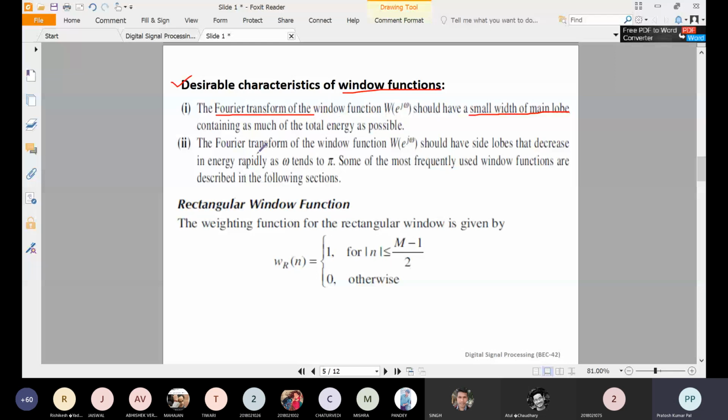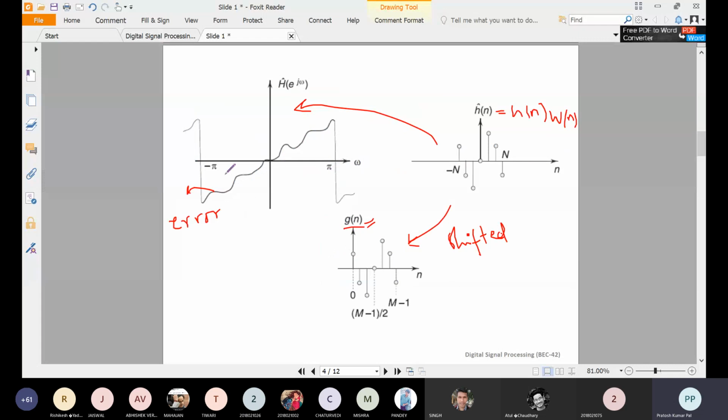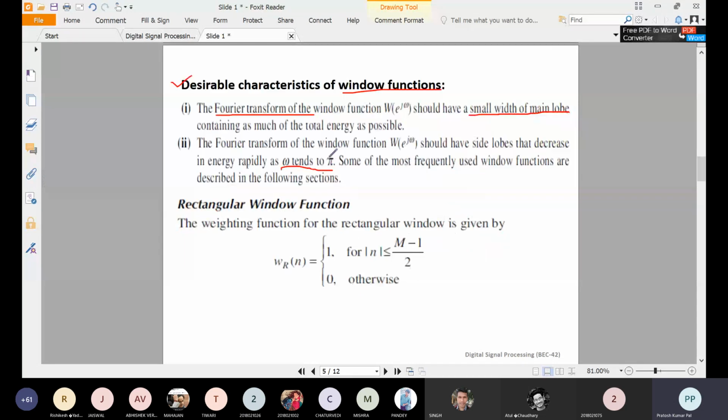The second one is that the frequency transform of the window function should have side lobes that decrease in energy rapidly as omega tends to pi. Because this is also having a period from minus pi to pi, once we are going away from zero and moving towards pi, the height of the lobes should be reducing, so that most of the energy is lying in the main lobe only.